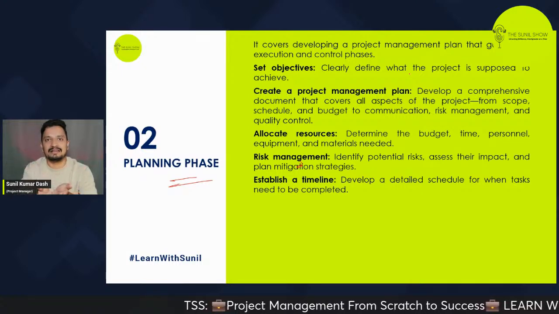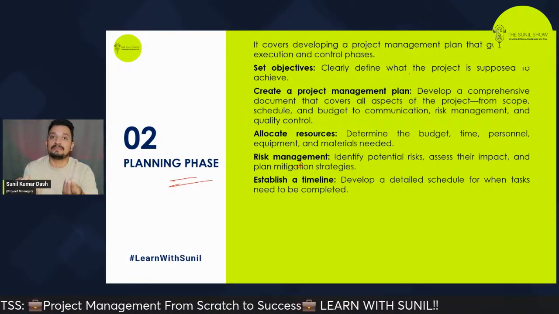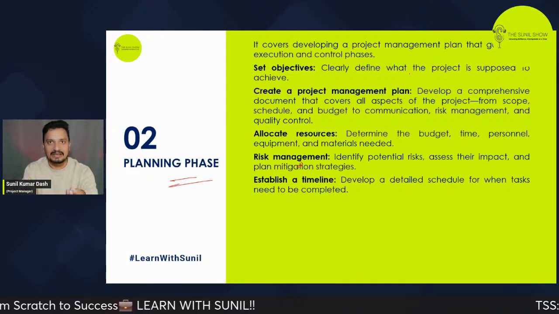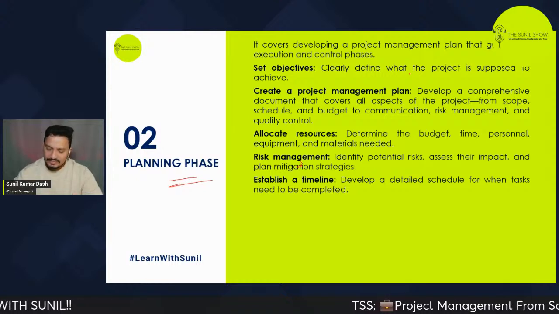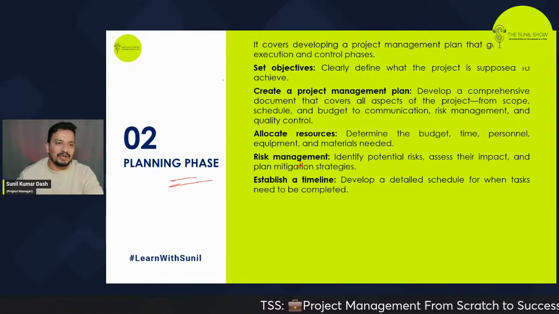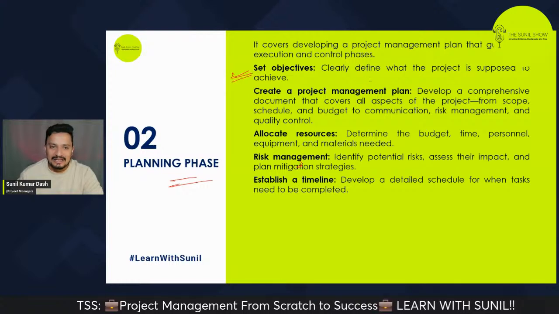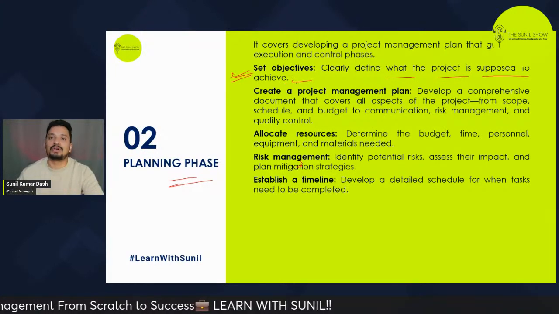You need to outline them. Now during this phase, you need to assign the roles and responsibilities. Who is responsible for what activity, right? For that, you can create a RACI matrix. Now, let's come to this point. So when we go ahead and plan, we set objectives. So clearly define what the project is supposed to achieve. That's what the planning is.